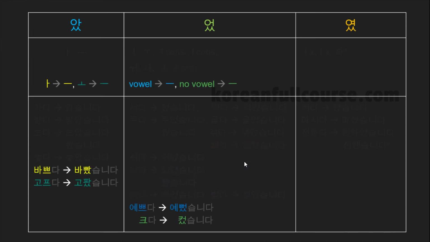And the last category is the verbs and adjectives where stems end with the letter 으. If a syllable with the vowel 으 is preceded by a or o, then use the suffix 았. 바쁘다, 바빴습니다. 고프다, 고팠습니다. And in other cases, use the suffix 었. 예쁘다, 예뻤습니다. 크다, 컸습니다. Here and here, the letter 으 drops.